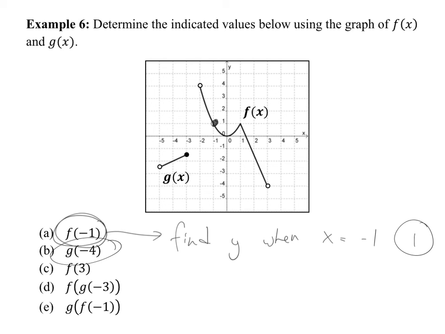g of negative 4. I go over to negative 4. I go down to g. What's the y value here? Negative 2, and so on. Okay, if you need to see this one more, look at the last example in the video.